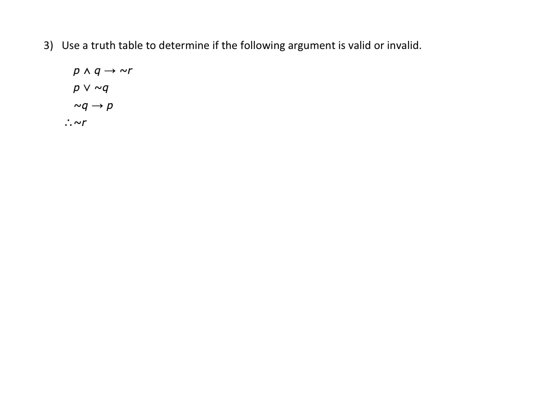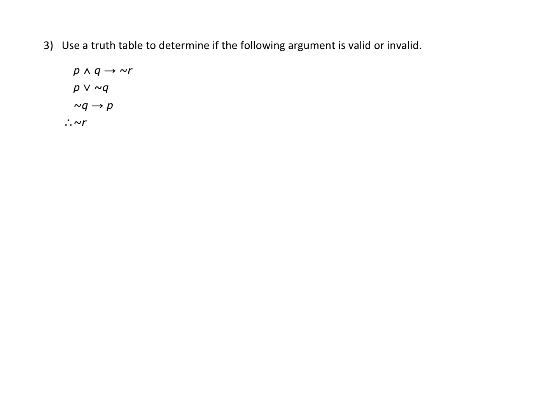To use a truth table to determine if the following argument is valid or invalid, we need to set up a truth table that contains each of the premises. So the 3 premises here need to be in the truth table, and the conclusion needs to be in the truth table. And we're going to look at each critical row, where the premises are true. And the truth table needs to tell us that if the premises are true, the conclusion is always true.